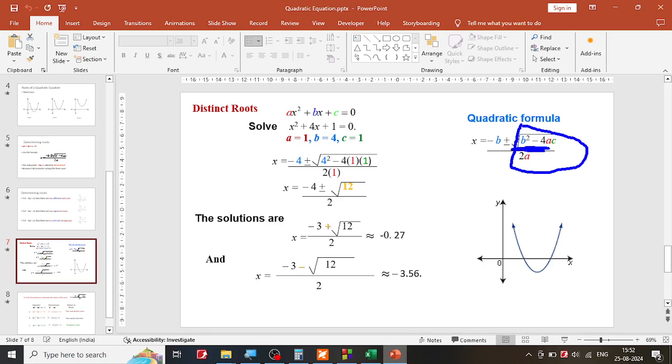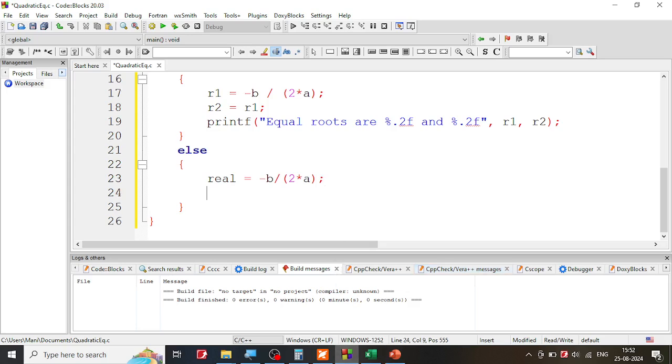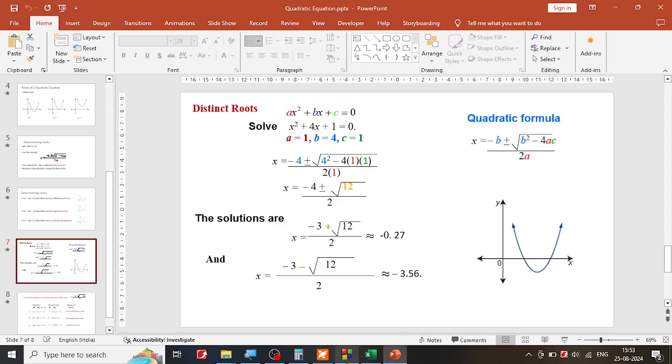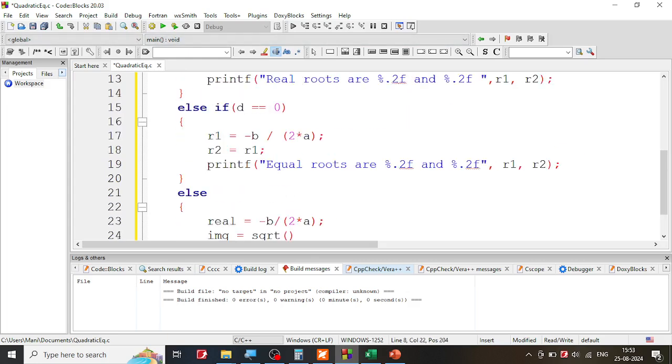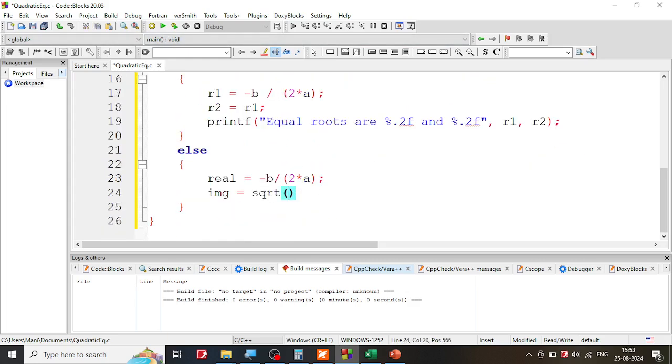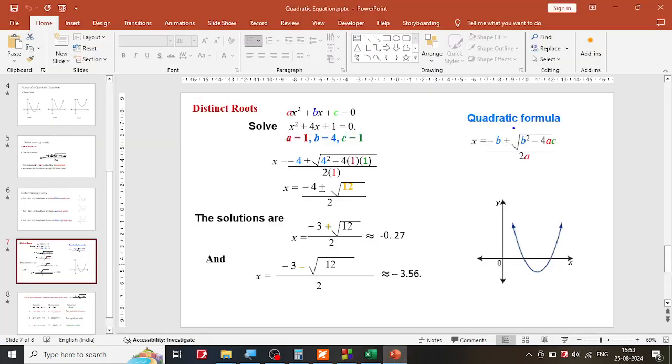Remember, this is a minus value, it is not defined, so be careful with that. So I'm going to say the imaginary part is the square root of b squared minus 4ac, and you know very well b squared minus 4ac you have already calculated here. b squared minus 4ac is d. So the square root of d divided by 2 into a, if you do this, this is the imaginary part. This is what I told you.